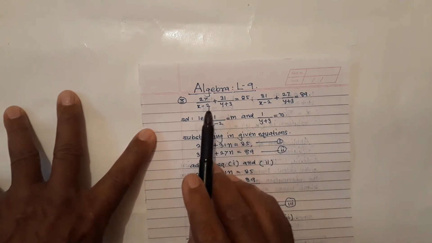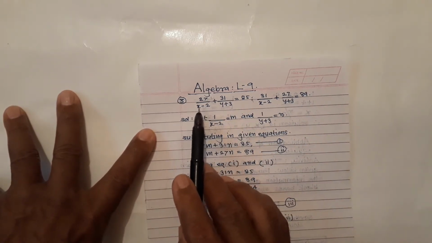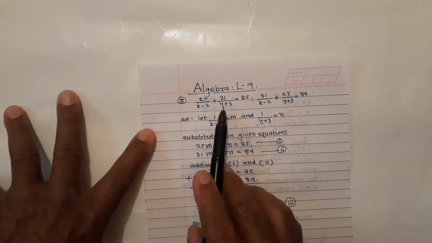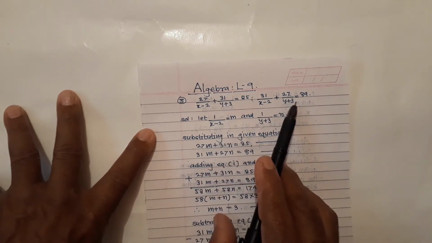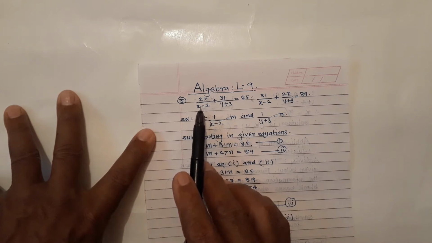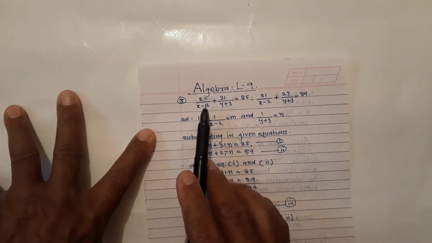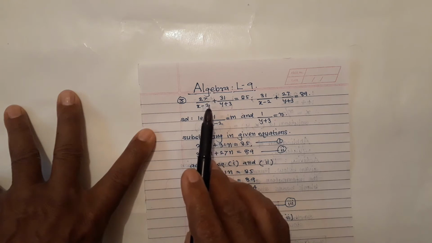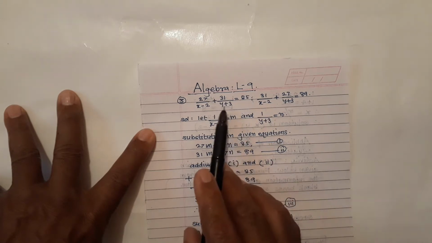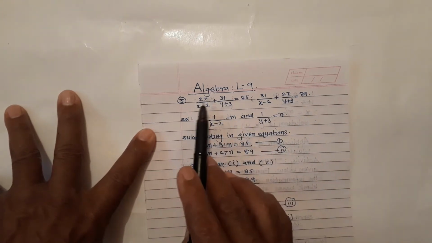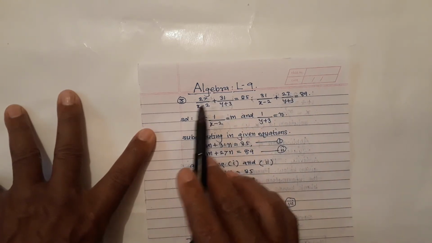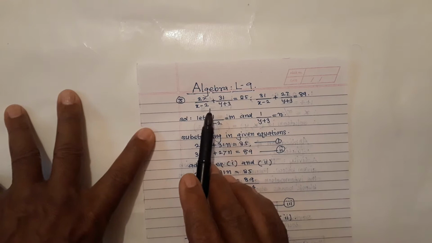Now observe these equations. Here x minus 2, here x minus 2, here y plus 3, here also y plus 3. So in this case, if you assume 1 upon x minus 2 is a new variable and 1 upon y plus 3 is another new variable, then these two equations become linear equations in two variables. Okay, so first you reduce these equations.